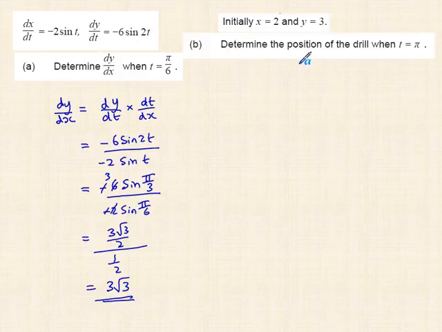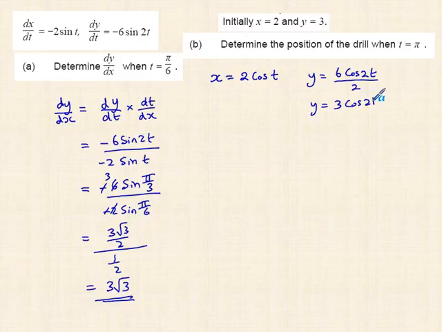We want to determine the position of the drill when t is pi. We're given this in the question. So to get x, we need to integrate this. Negative sin goes to cos, so that's going to be 2 cos t. For this one, negative sin goes to cos, so we'll get 6 cos 2t, but this time, using the chain rule, we have to divide by 2. So that's 3 cos 2t.